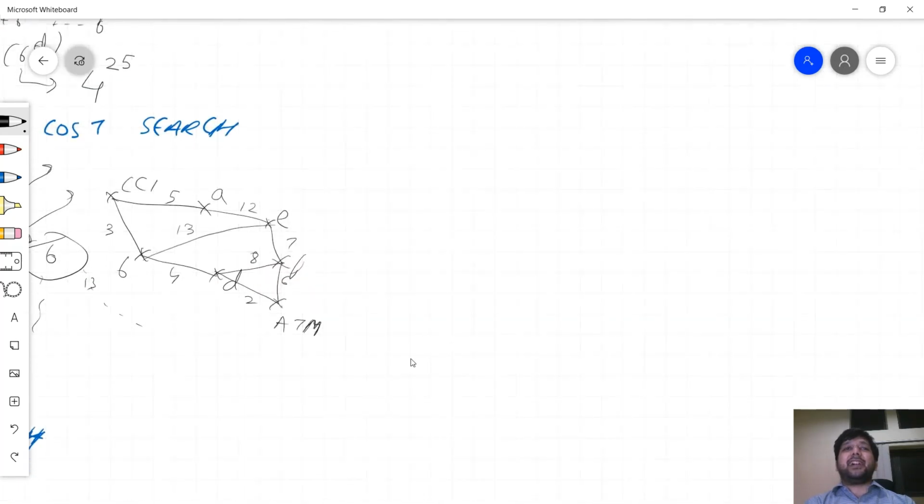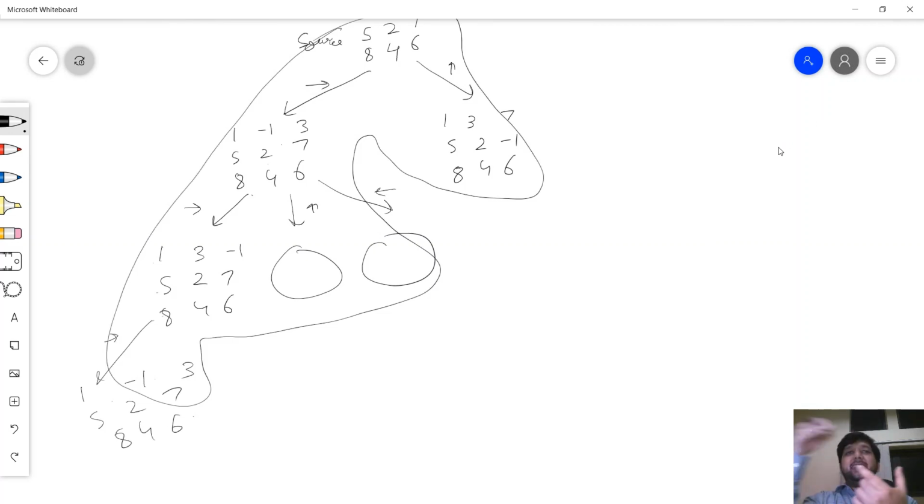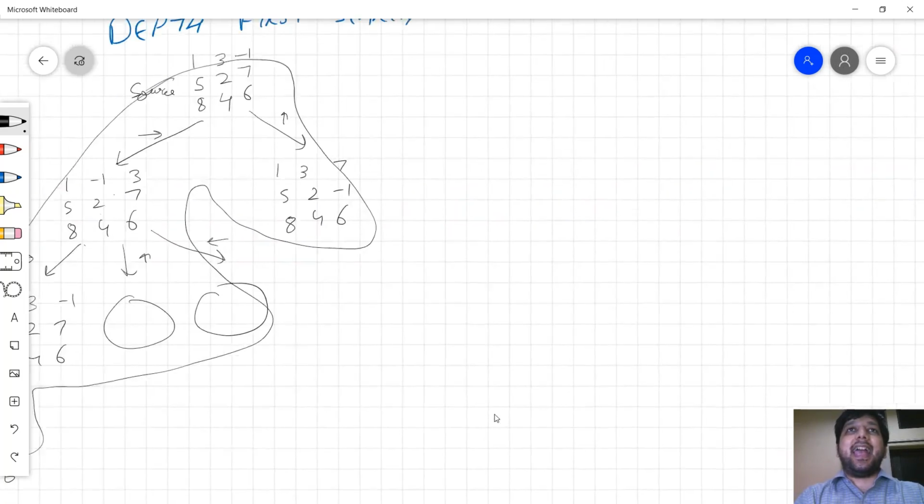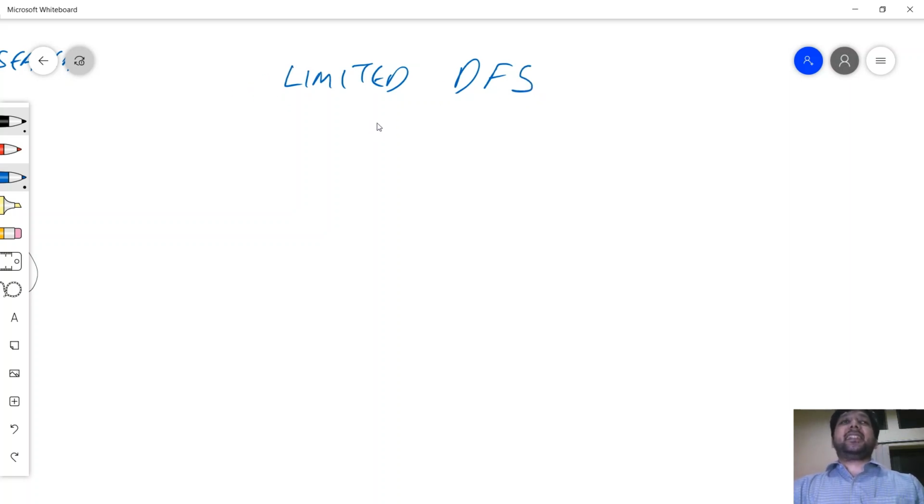And therefore, let us do the obvious, which is to stop the infinite thing by placing in a limit. And this is what is called a limited depth first search. So in simple terms, that is what is happening in the previous one. I'm going left, right, left, right, left, right.